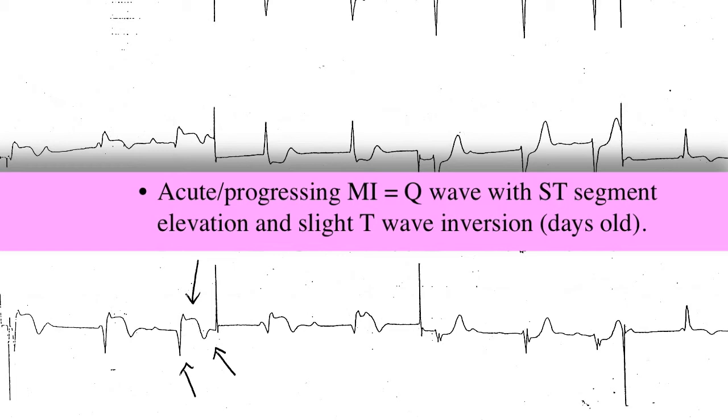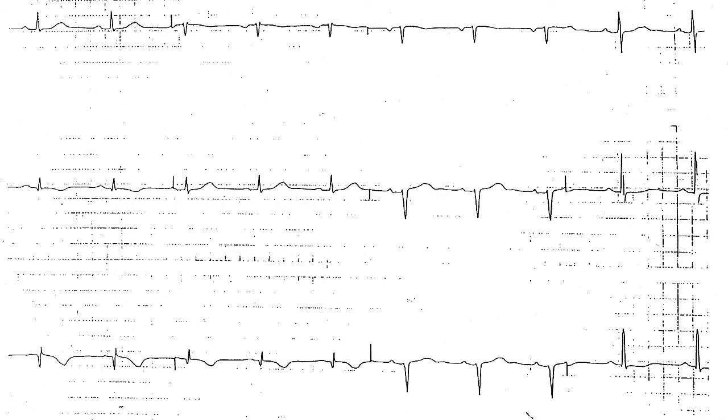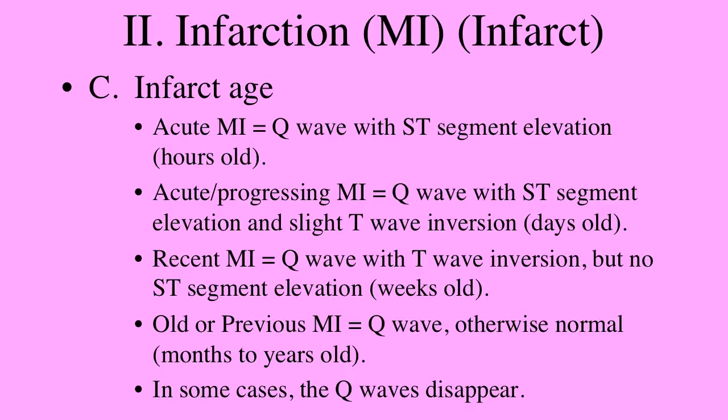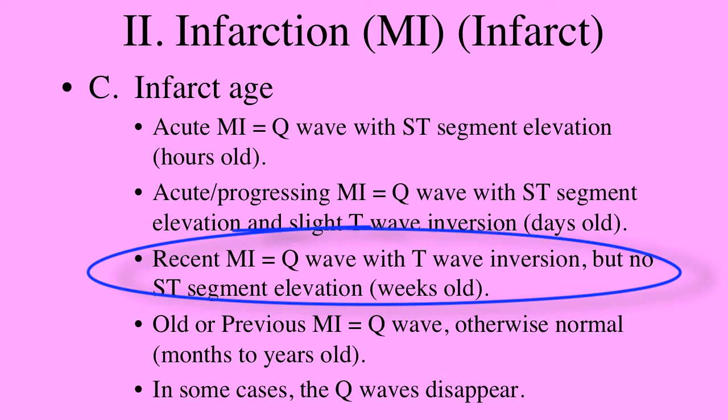Then if you look on page 13 in the course pack, you can see that there's still a Q wave in that same area. The Q wave is pretty much gone in lead 2, but in lead 3 it's still there. And in lead AVF it's still there, especially in lead 3. The Q wave is pretty big. You can see that the ST segment has come down to baseline and the T wave is inverted. This is what we call a recent infarct. So you have a Q wave with the T wave inversion but no ST segment elevation. Just reading that part off the chart in the PowerPoint.